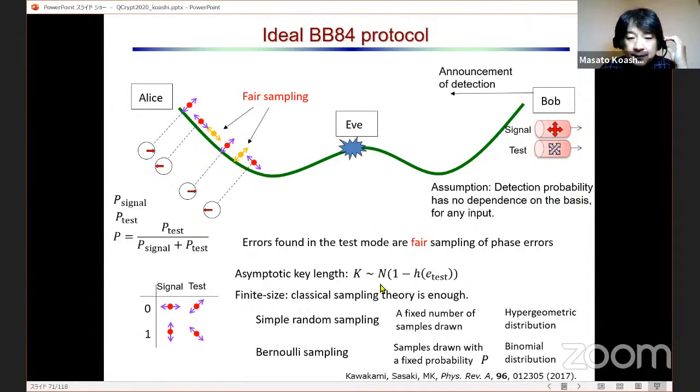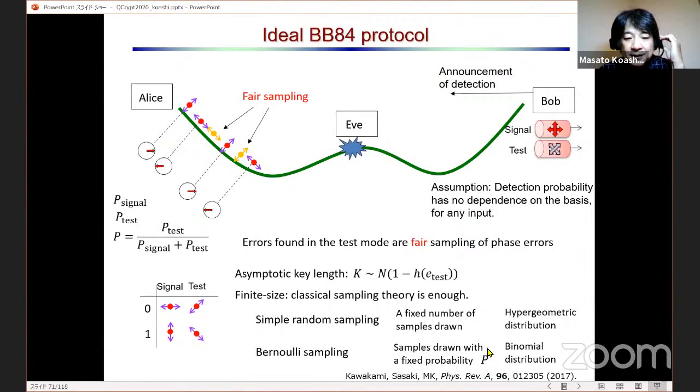So you can probably use simple random sampling, which is more famous. But personally, I recommend using Bernoulli sampling here, in which each sample is drawn with a fixed probability p. This is because if you look at the actual protocol, the signal and test are effectively chosen by a fixed probability. So the situation is closer to this Bernoulli sampling.